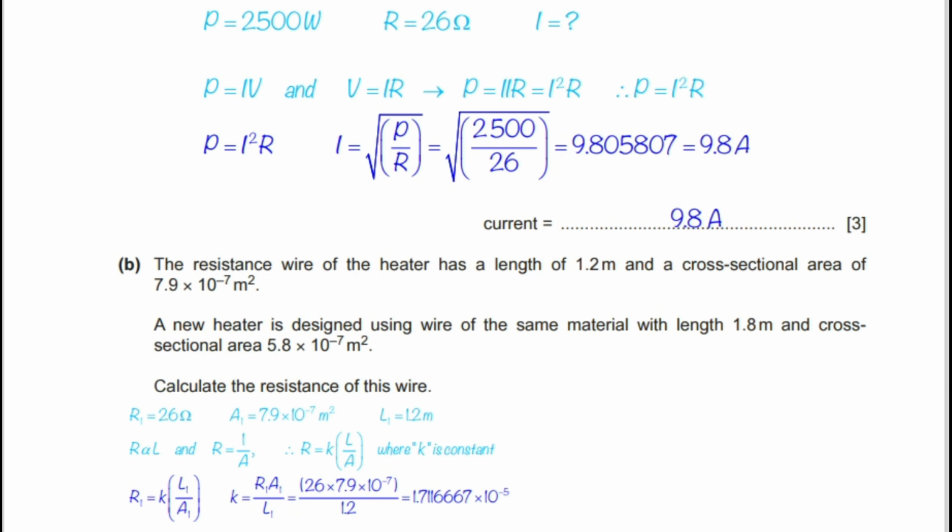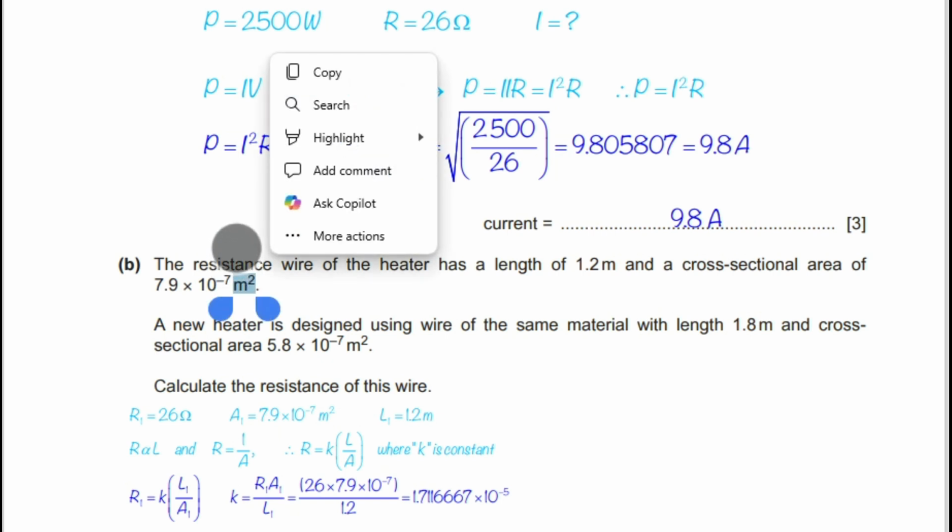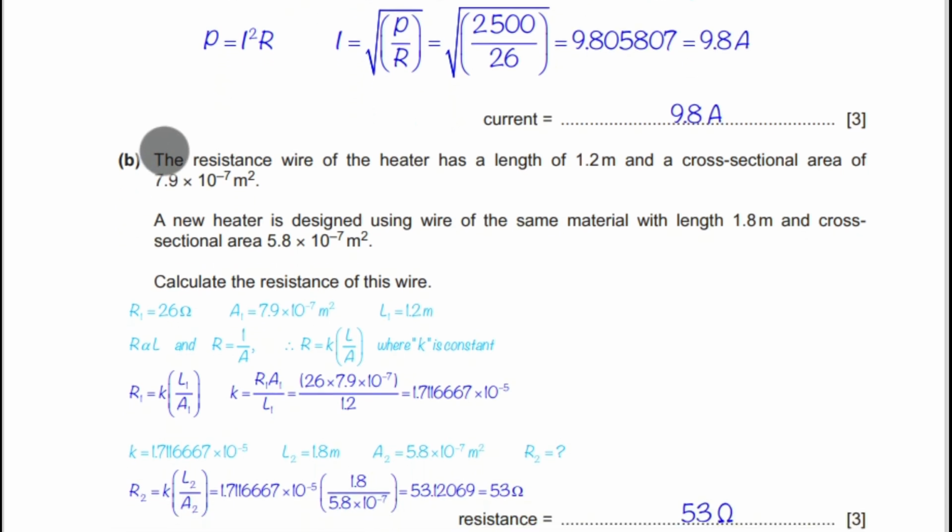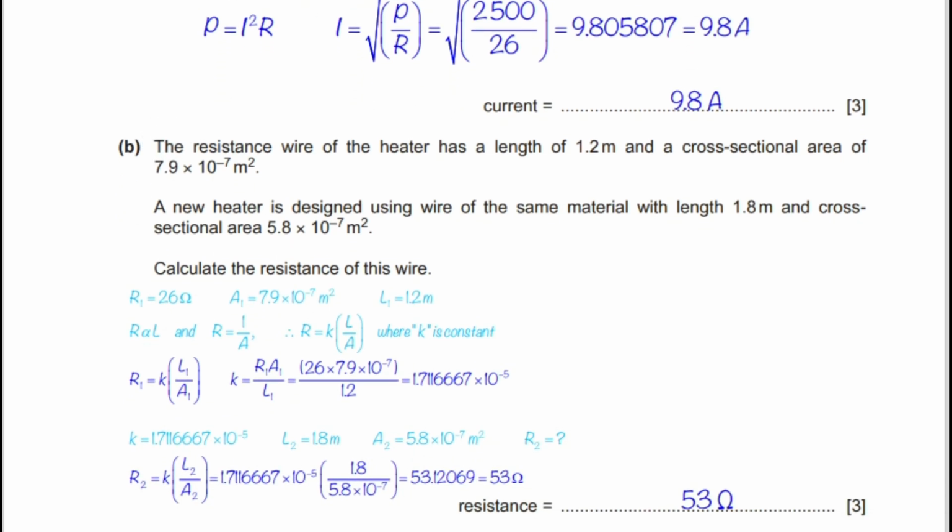We need to calculate K first because it allows us to determine the resistance of the new wire without knowing the resistivity directly. Since the material remains the same, its resistivity is a constant factor, making K useful for comparing different wire dimensions. Now using K to find R2, R2 equals K multiplied by L2 divided by A2.